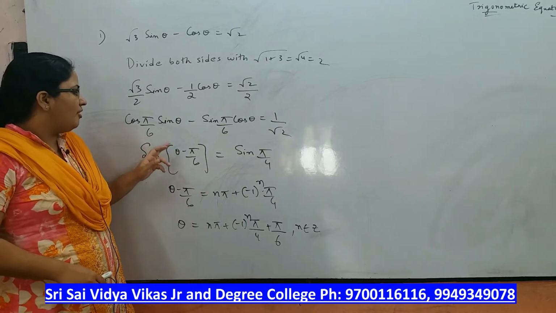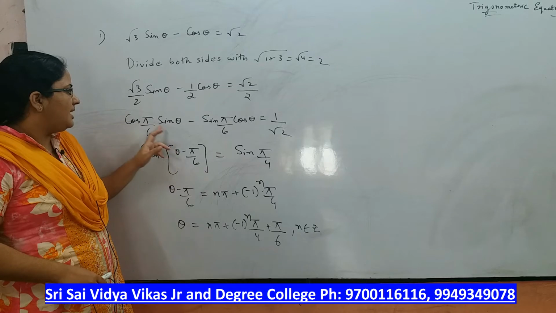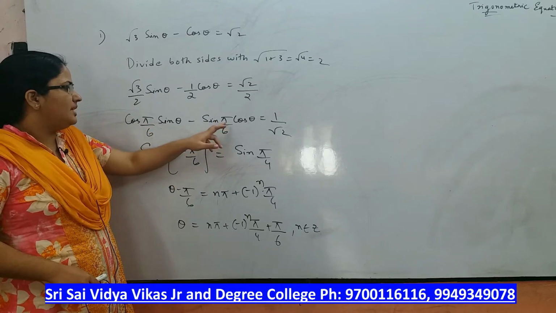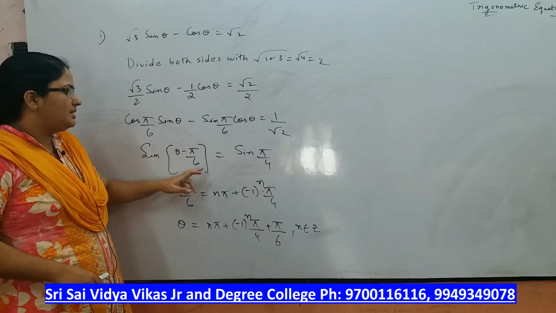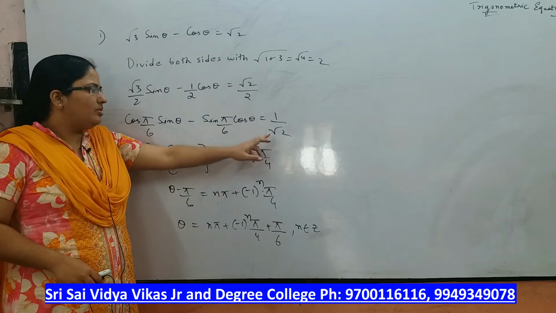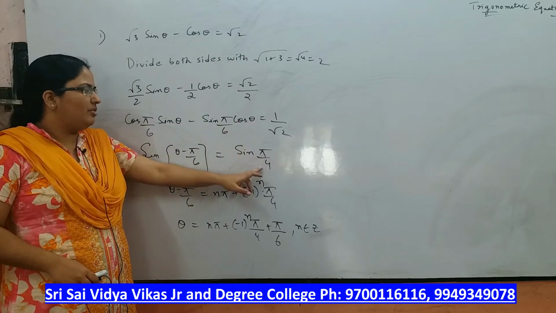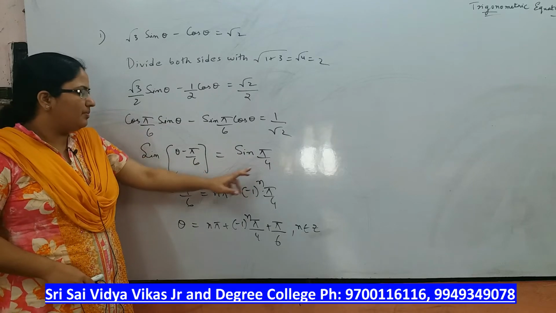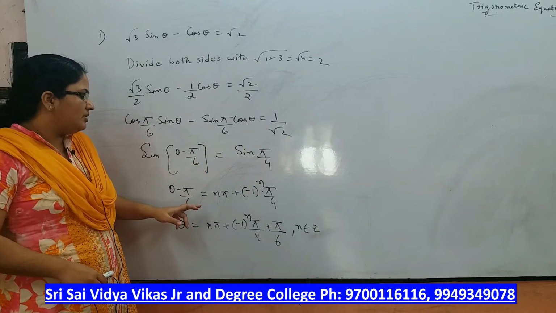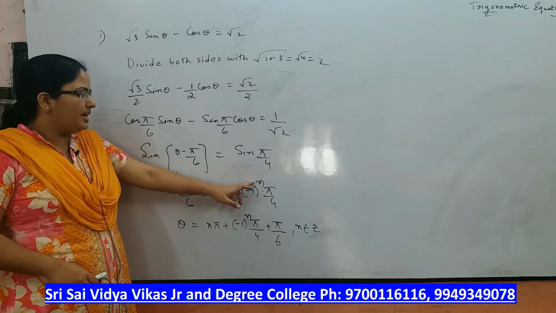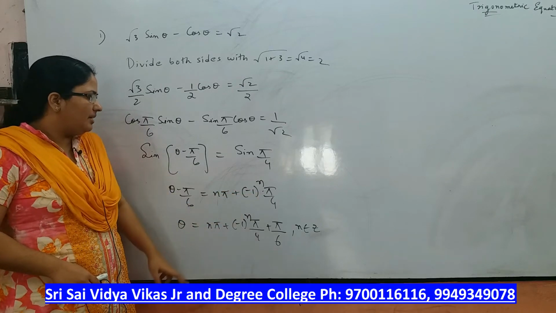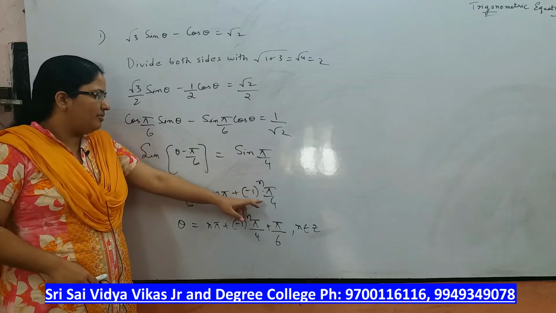Now this is of the form sin a cos b minus cos a sin b. So that is sin of theta minus pi by 6, that is equal to 1 by root 2, which is nothing but sin pi by 4, sin 45 is 1 by root 2. Now you know the general solution of sin theta is n pi plus minus 1 whole power n into alpha. Here alpha is equal to pi by 4.